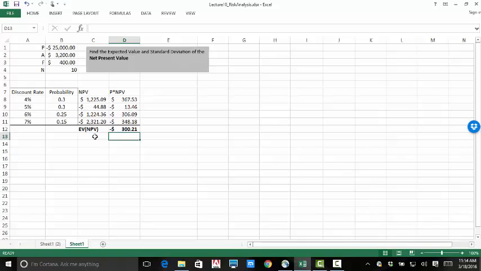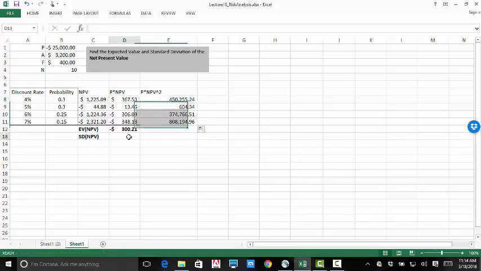Next we want to find the standard deviation of the NPV. If we remember correctly, that formula is the square root of the sum of P times the observation squared, and then minus the expected value squared. So let's do P times NPV squared. And that's going to be equals this times this squared. And go ahead and drag that down.